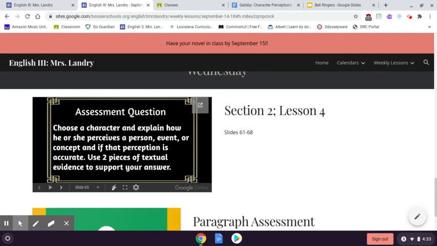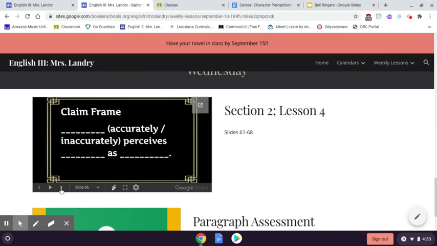Now, for your assessment today, you're going to choose one character and explain how he or she perceives a person, event, or concept, and if that perception is accurate. You're going to use two pieces of evidence to do this just like last time. Now, your claim. If you want to use this sentence frame, I highly suggest that you use it. Your character, accurately or inaccurately, you choose one, perceives a character as blank.